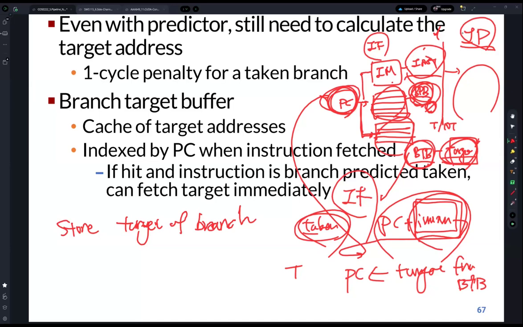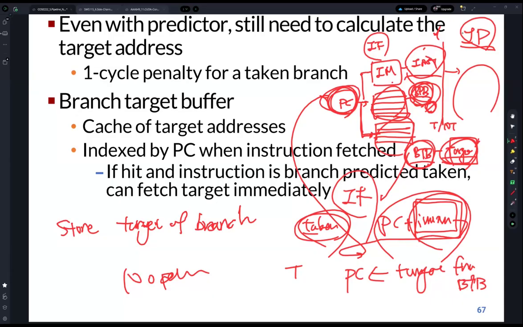So if the prediction is correct, and the target is almost correct, nearly 100% correct. If the branch is predicted correctly, then there is no penalty. There is no penalty for the branch instruction by using a dynamic branch predictor. So that's how the branch predictor works in the pipeline processor.